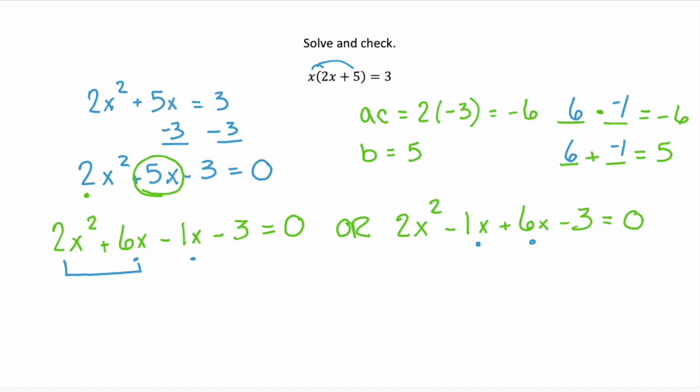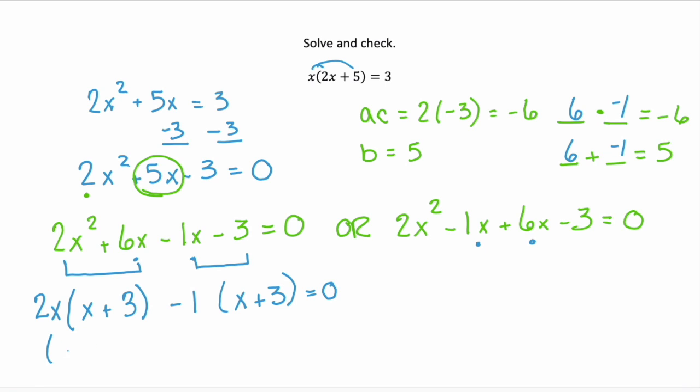Now, when we factor by grouping, we notice that this first grouping has 2x in common, and that leaves x plus 3. And we need to have that same binomial of x plus 3 in our second grouping, so we have to factor out a negative 1. Factor out the binomial they have in common, x plus 3, and we have 2x minus 1 as our remaining binomial.